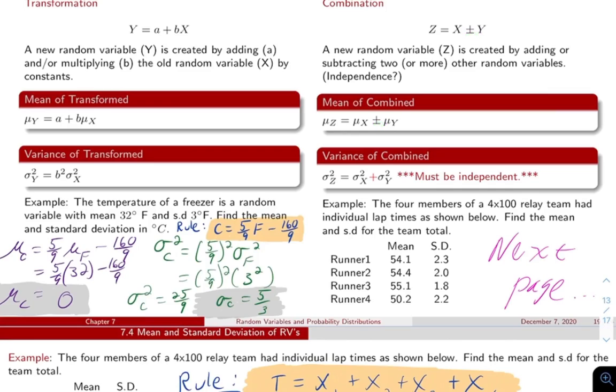Okay? Variance, again, has a couple other tricks. First issue is, if I know the variance for the first and the variance for the second, regardless of whether I'm adding or subtracting my random variables, variance always adds. Okay? You cannot subtract variances.